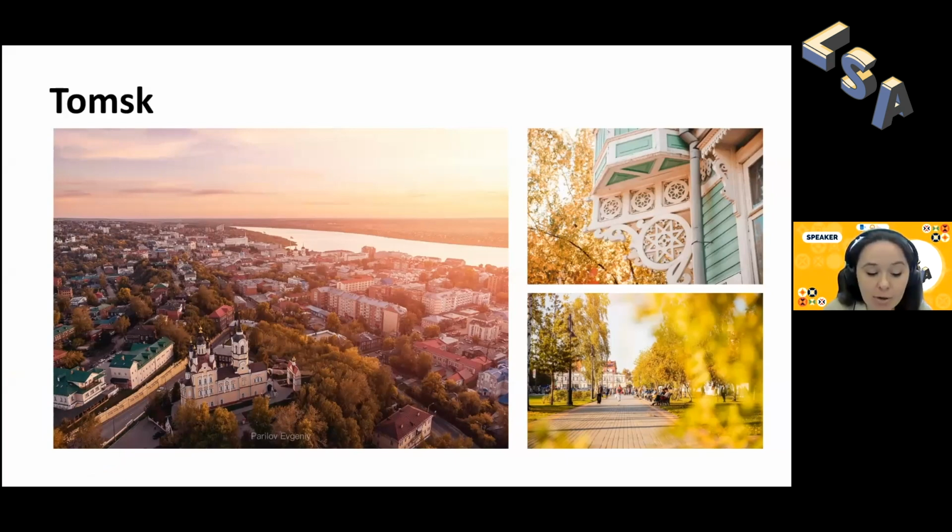Tomsk State University was established more than 100 years ago, in 1878, and it was the first university in the Asian part of Russia. It's located in Tomsk, and our city is called a university city because we have a large number of research institutes and universities.